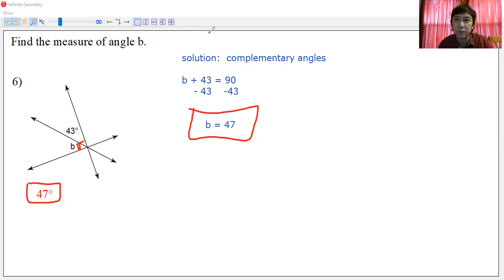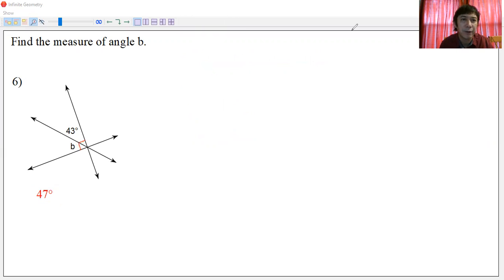So we're now going to continue with the next number. Just remember, for complementary angles, the sum of the angles will have to be 90 degrees. For supplementary angles, the sum of the angles will be 180. So we're going to continue now with the next number, number 7.